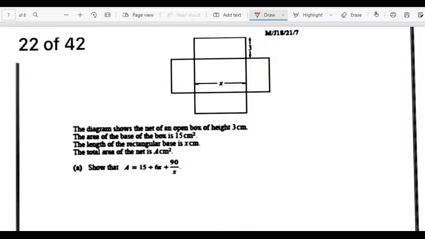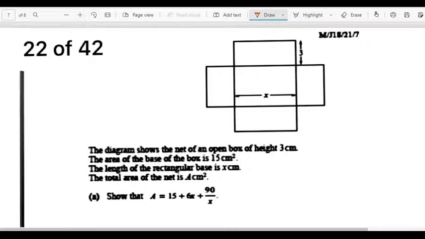Okay, so it says the diagram shows the net of an open box of height 3 centimeters. The area of the base of the box is 15 centimeters square. The length of the rectangular box is x centimeters. The total area of the net is A centimeters square. Show that A is 15 plus 6x plus 90 by x.